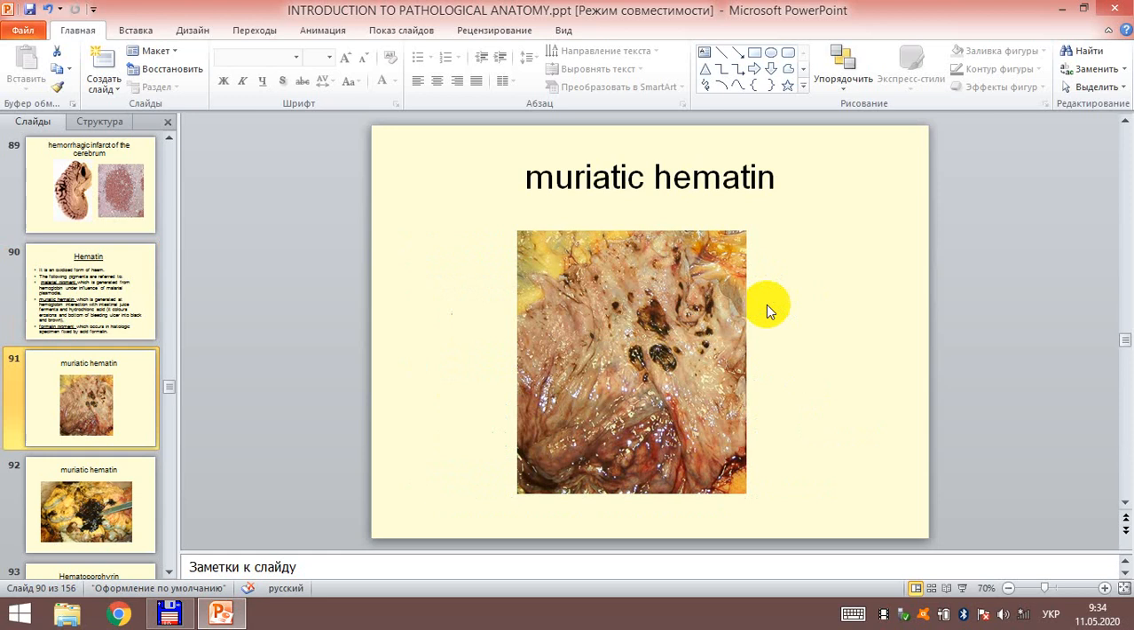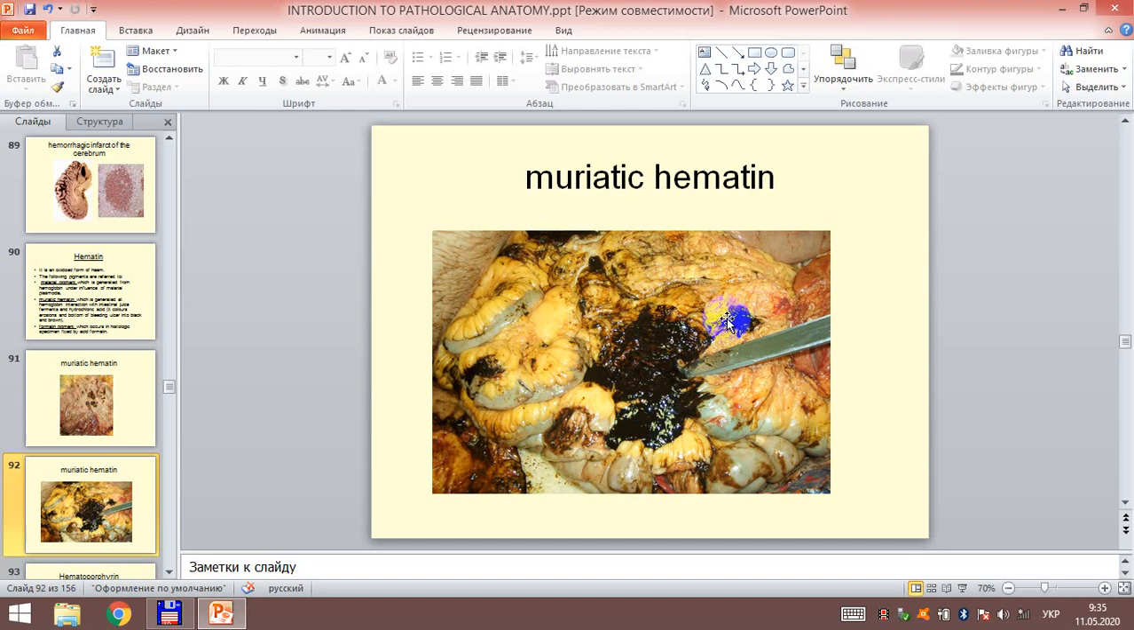In this picture, you can see signs of accumulation of muriatic hematin in erosion of the stomach. This shows accumulation of hemorrhagic material after bleeding in the stomach.